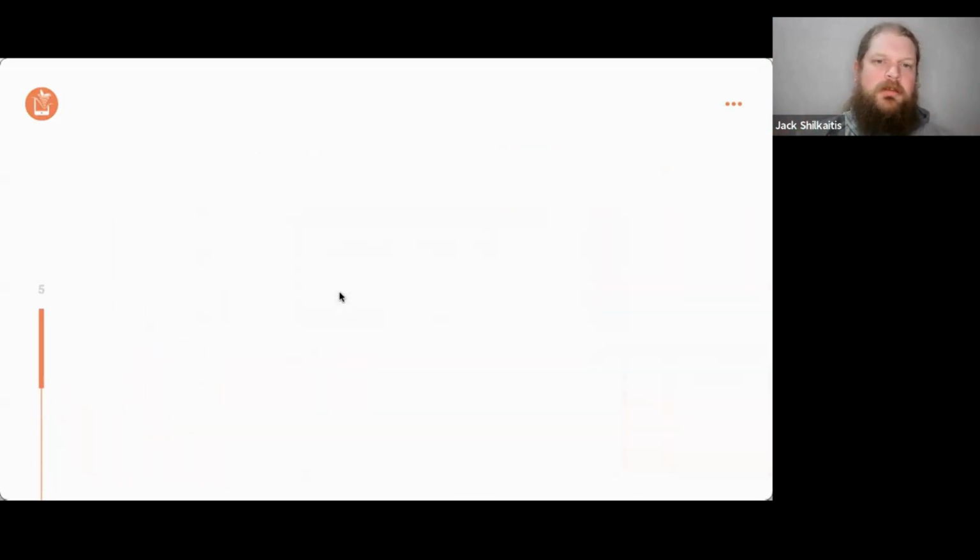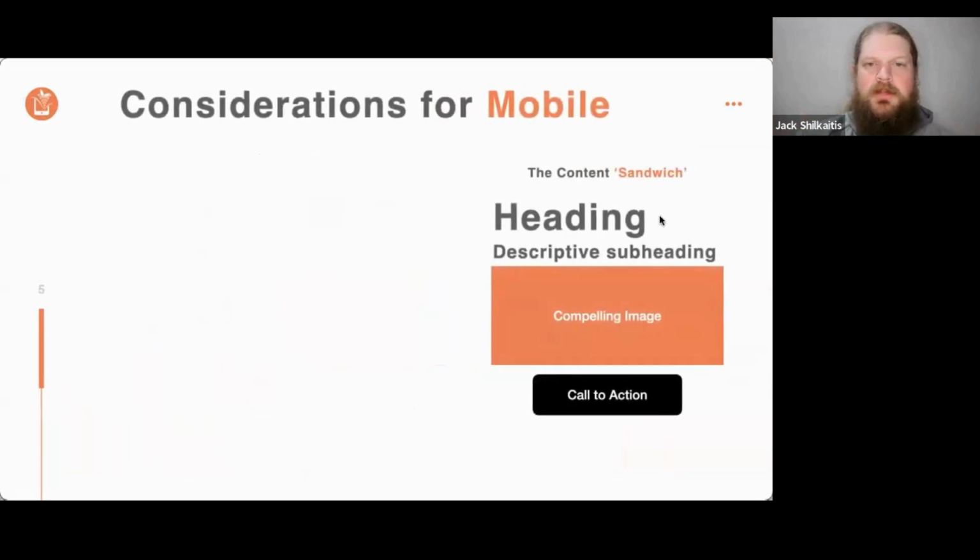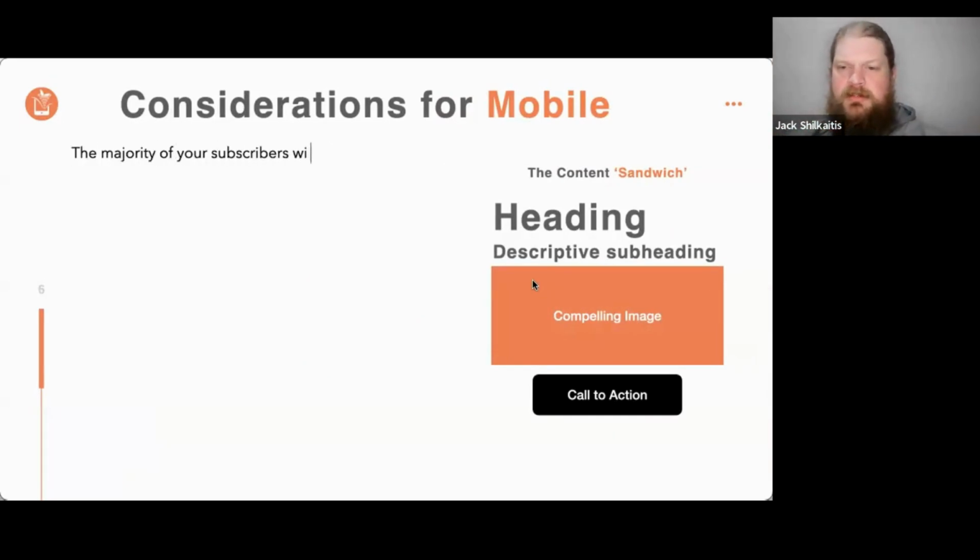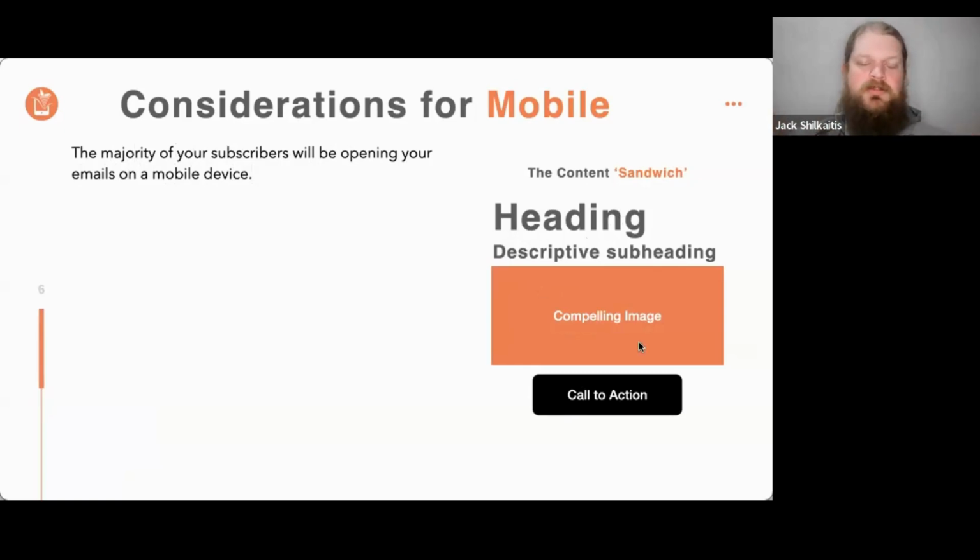So what does that look like? This slide is called Considerations for Mobile because most of your subscribers are going to be on a mobile device when they open your emails. They're not going to be sitting at their computer. They're going to be on their phone when they open your email. And this is the content sandwich I was talking about. We have a heading, large text, smaller text with a descriptive subheading. We have an image that's related to the call to action, and that is linked here in a button.